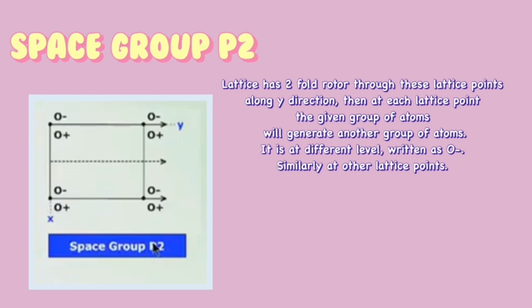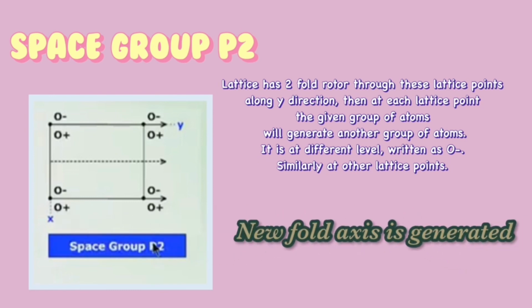This two-fold rotor is not consciously added, but it comes into existence because of the arrangement of the groups of atoms that are possible after rotation around the two-fold rotor along the y-axis. So this new two-fold axis is generated.